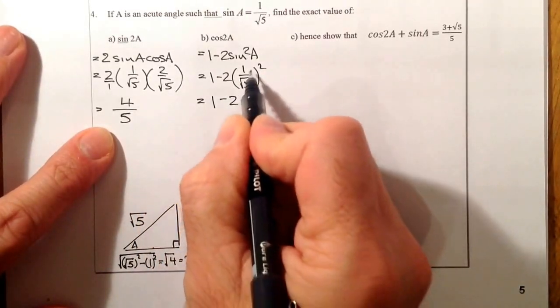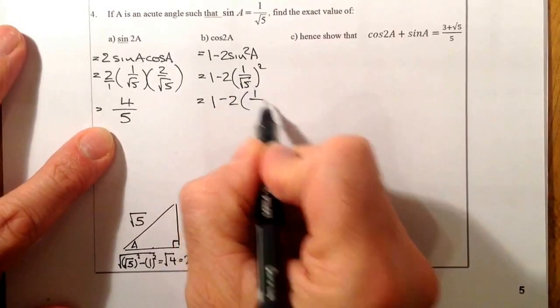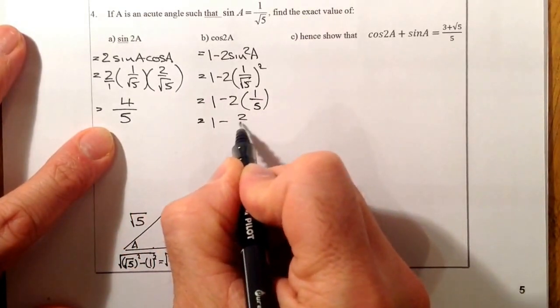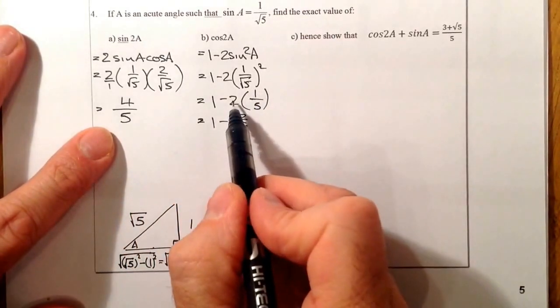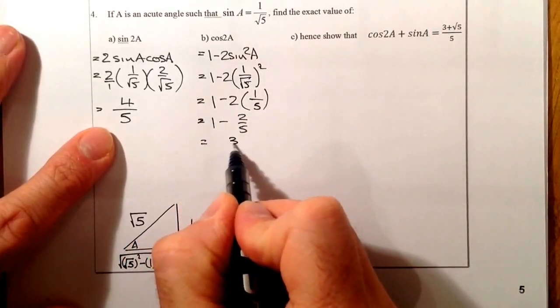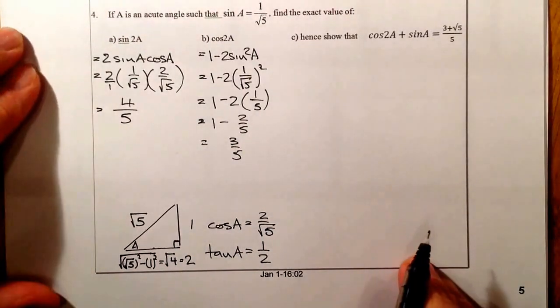So 2 times that squared would be top squared, and then the bottom squared, so that would be 1, and that would be 5 on the bottom. That's 1 minus 2 over 5. Remember, the 2 we're just multiplying across the top, and that should give me 3 over 5 for my answer there. Simplified fraction.